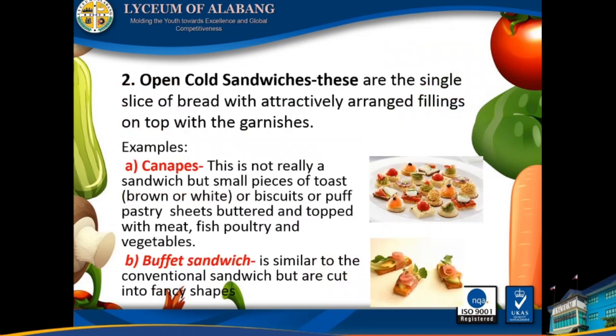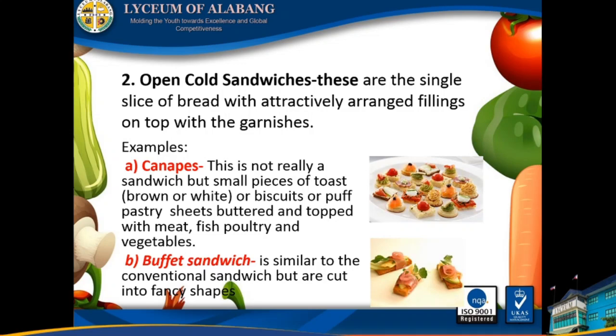The other one is number two, open cold sandwiches. These are single slices of bread with attractively arranged fillings on top with garnishes. An example of open cold sandwiches is canape. This is not really a sandwich, but small pieces of toast or biscuits or puff pastry sheets buttered and topped with meat, fish, poultry, and vegetables.